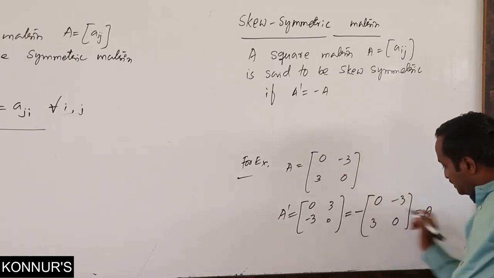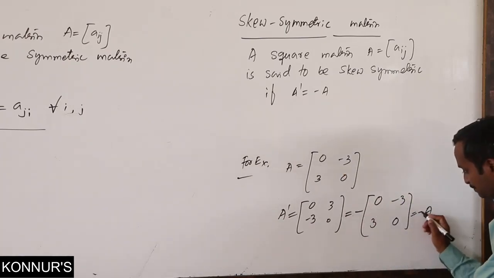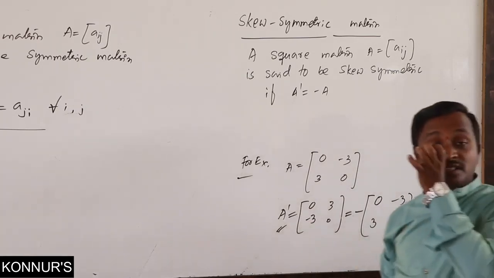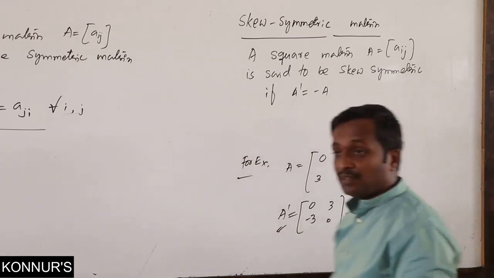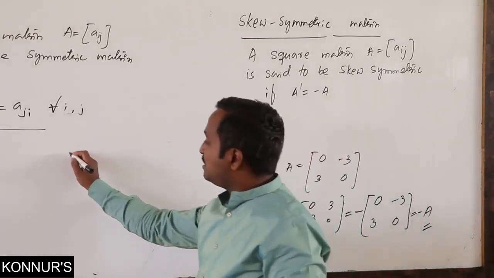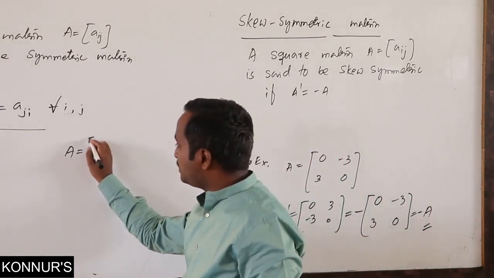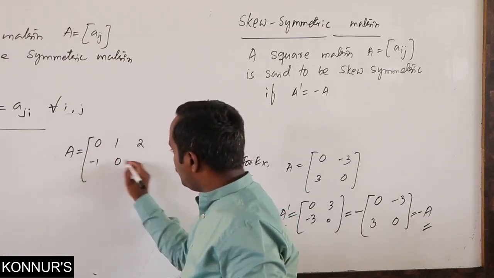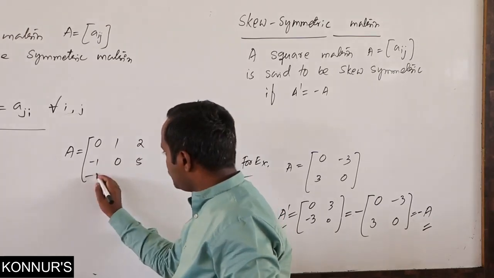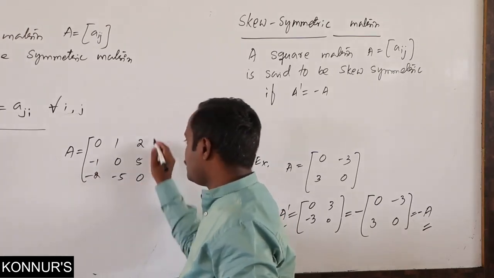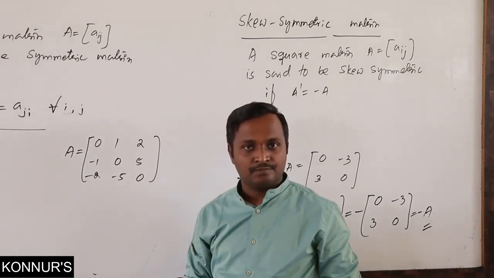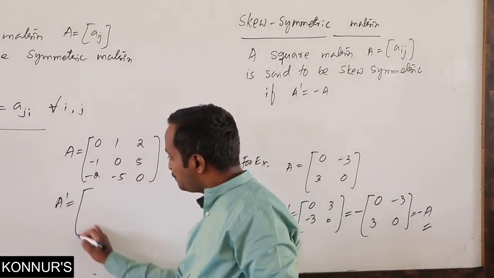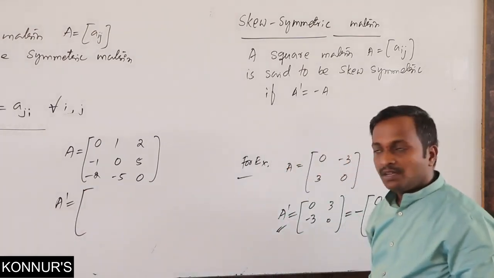So minus is there, I will keep minus here. A dash becomes minus A. This is called skew symmetry. I will get the clear idea. If I take one more example, an order 3 matrix: 0, 1, 2, minus 1, 0, 5, minus 2, minus 5, 0. There is a logic. Find A dash.